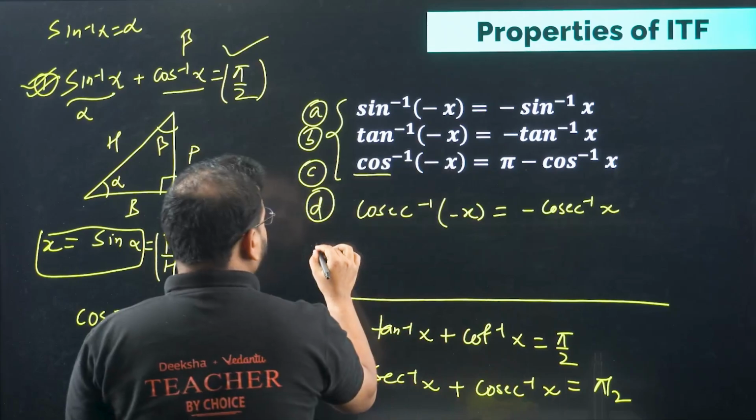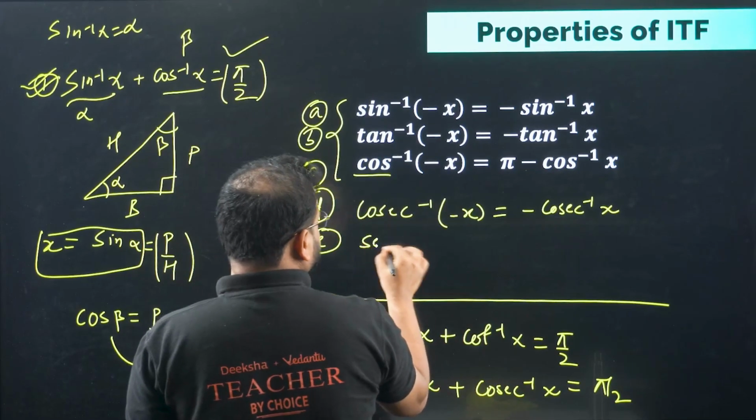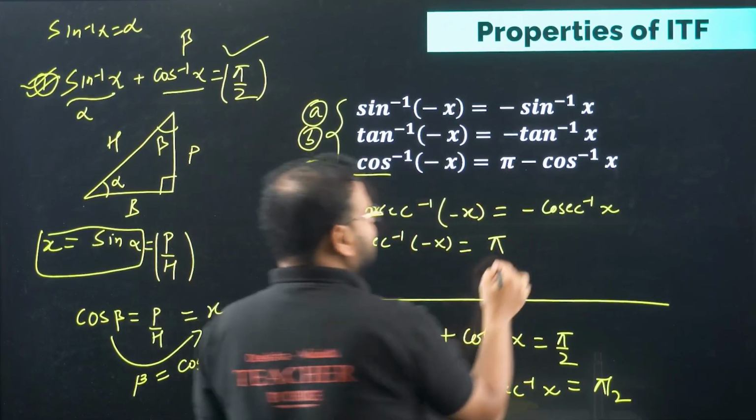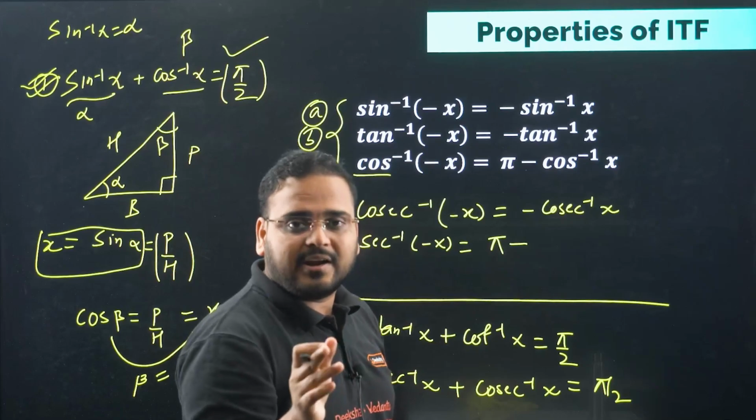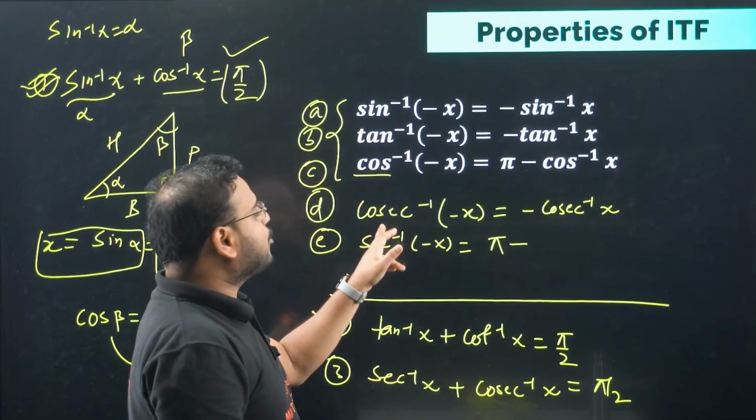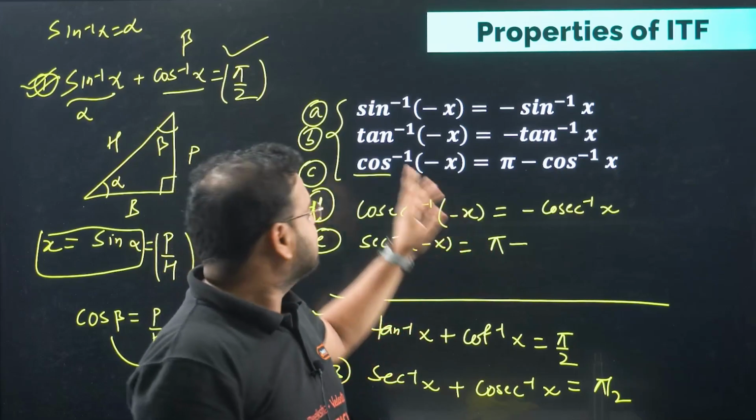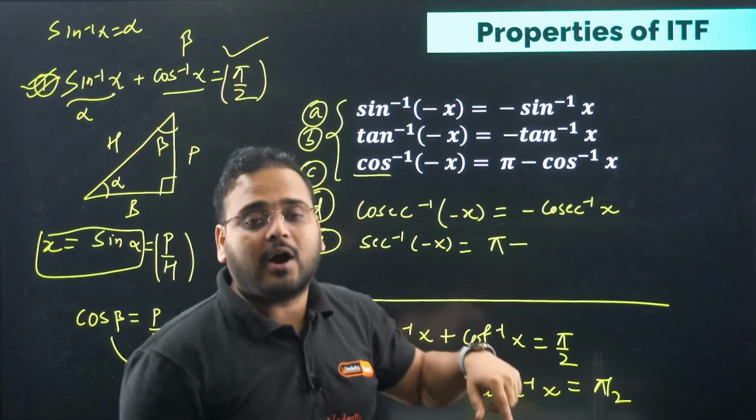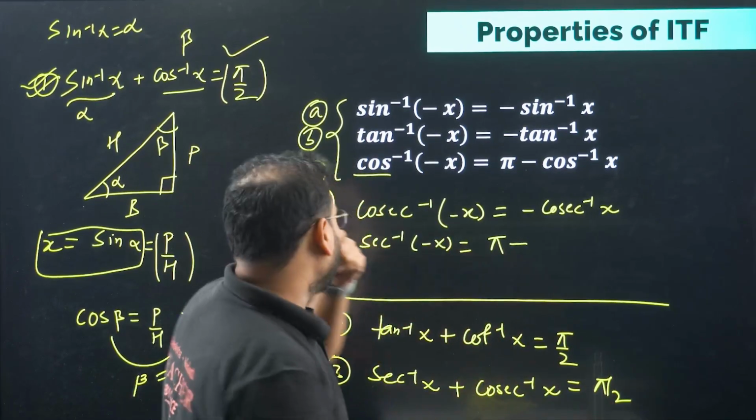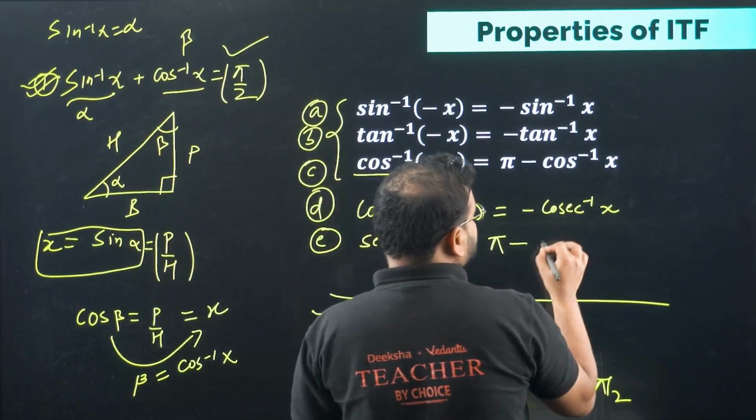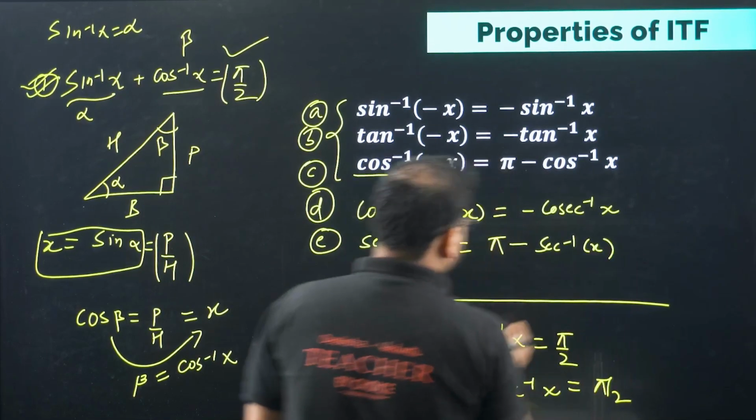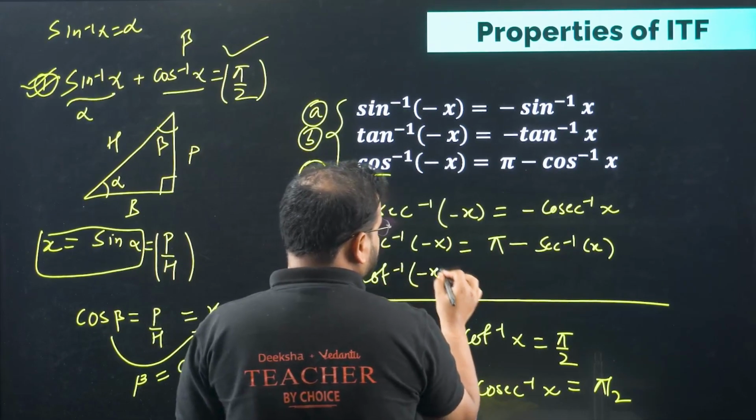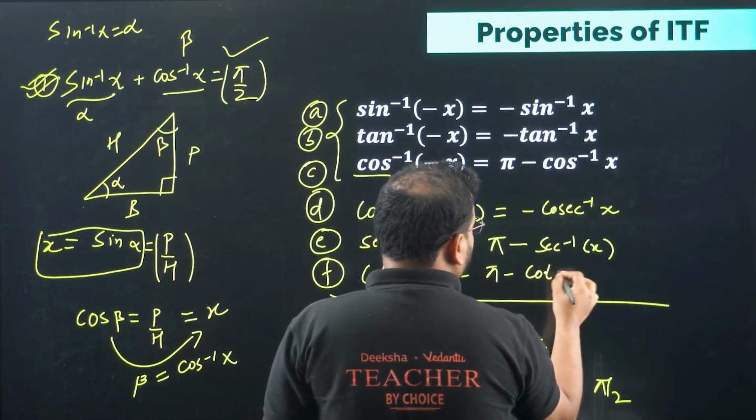But if I go to sec inverse of minus x, my answer will become pi minus sec inverse of x, neither even nor odd. I hope you're getting it right. I taught you this yesterday. Sin, tan and cosec are odd functions, whereas cos, sec and cot are neither odd nor even. So we have sec inverse of minus x as pi minus sec inverse of x. Same goes with the last one: cot inverse of minus x becomes pi minus cot inverse of x.